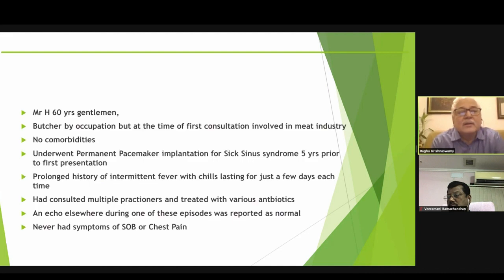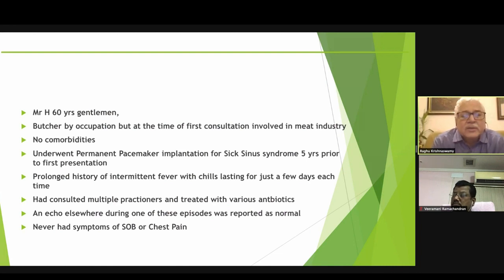Moving on, this is another very interesting patient. This is a 60-year-old gentleman. He is a butcher by occupation. At the time of our first consultation, he seemed a very well-to-do businessman who was involved in the meat industry. But he told me that there were times in the past where he was even actively involved in butchering and all that. He had no comorbidities, but he had undergone a permanent pacemaker implantation for sick sinus syndrome 5 years prior to his first presentation.